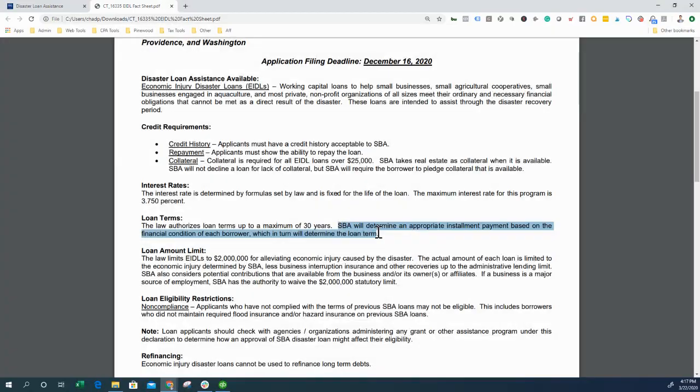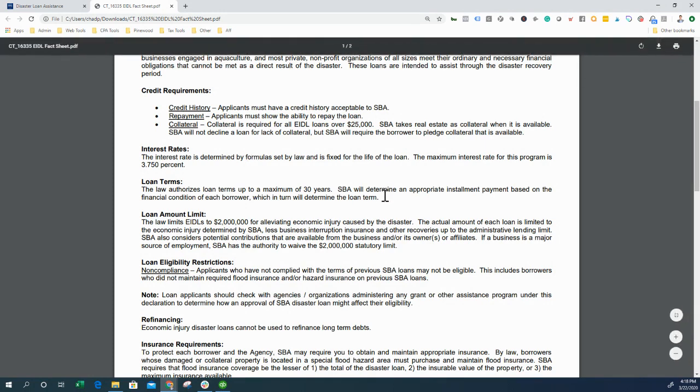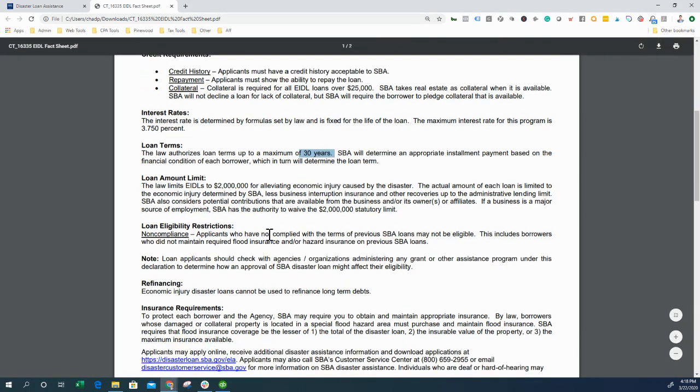The SBA will determine an appropriate installment payment based on the financial condition, which in turn determines the loan term. So again, that could mean they might give you 7 years, they might give you 10, 15, 20, or even 30 years. So again, this is all based on your ability to pay and how likely you are to repay the SBA over time. So again, very favorable terms at 30 years.